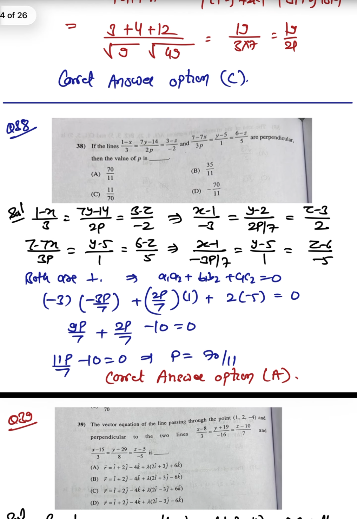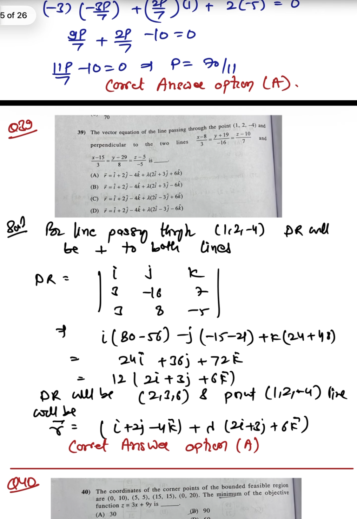38. Lines given are perpendicular. We have to find P. So first we'll make it into the standard forms. So we'll find the DRs of these two lines, then we'll use the relation a1 a2 plus b1 b2 plus c1 c2 equals to 0. We'll get P as 70 by 11. Option A is correct.